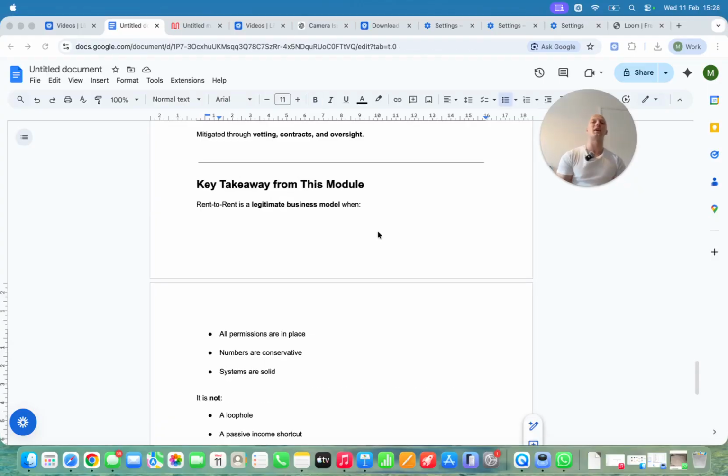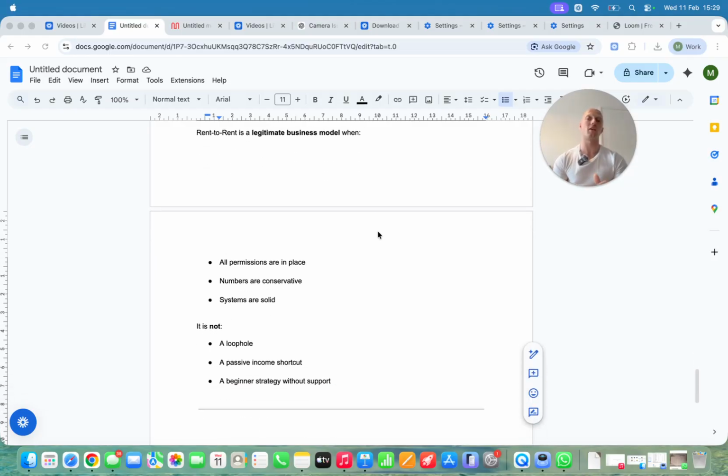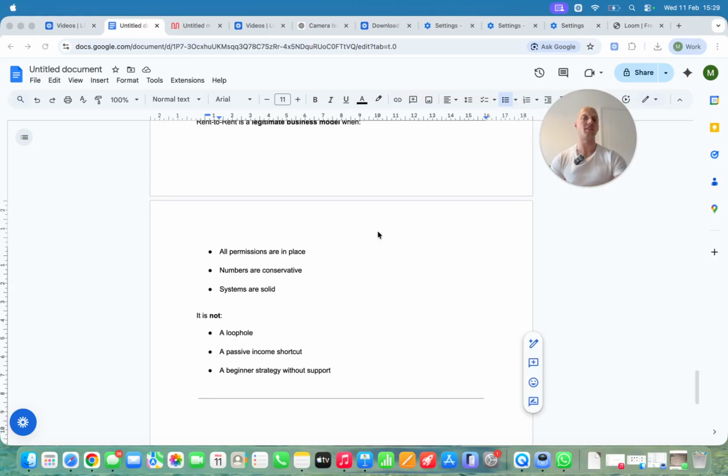Okay, so the key takeaway from this module, remember that rent-to-rent is very simple as a process, okay? You are renting a property from a landlord or an agent as a business, and you are subletting it out to other corporations or travel agencies for profit. Simple, okay? So rent-to-rent is a legitimate business model when all permissions are in place, numbers are conservative, and systems are solid. It's not a loophole. It's not a passive shortcut, and it's not a beginner strategy without support.